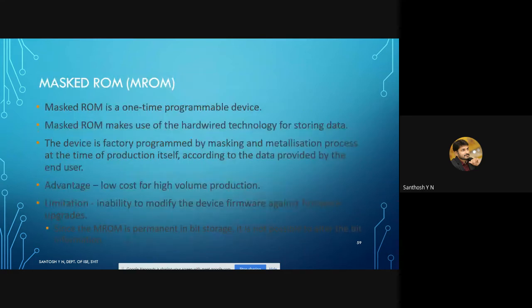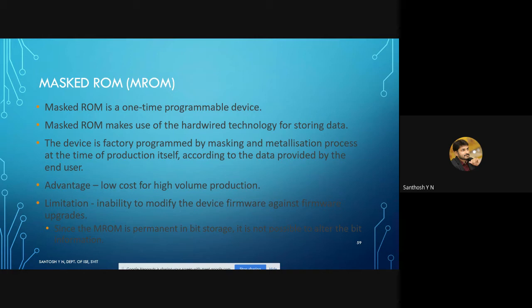So first we'll be discussing the MROM. MROM is also called masked ROM. Masked ROM is a one-time programmable device. So what is meant by a one-time programmable device? Whatever we write on the ROM, once it is written, we cannot erase it. So that is called a one-time programmable device. And masked ROM makes use of a hardware technology for storing the data. To store the data, we are using a specified technology called hardwired.